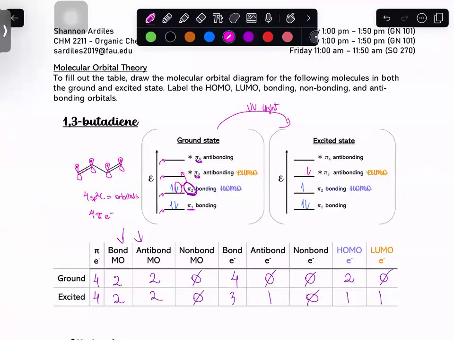Okay, so far, questions on the first molecule? So far, how do we feel with this theory? Pretty simple to follow? Okay.